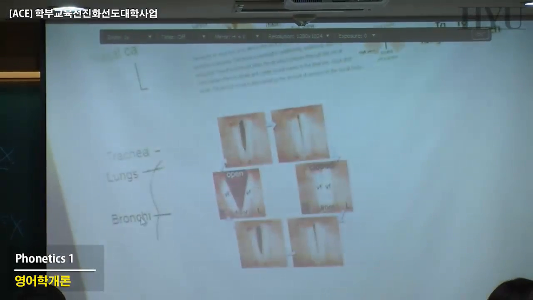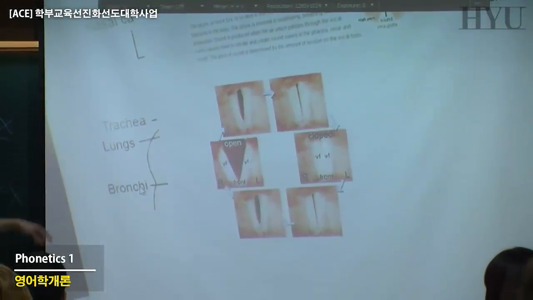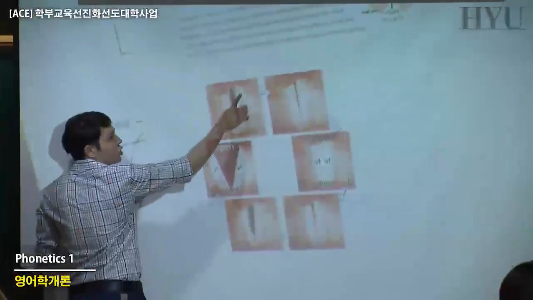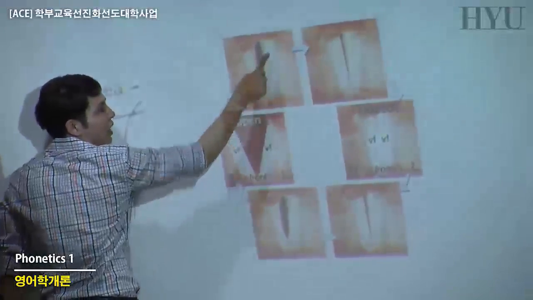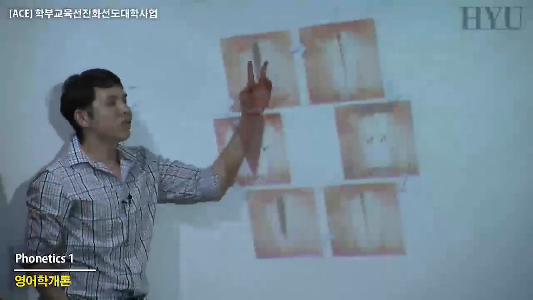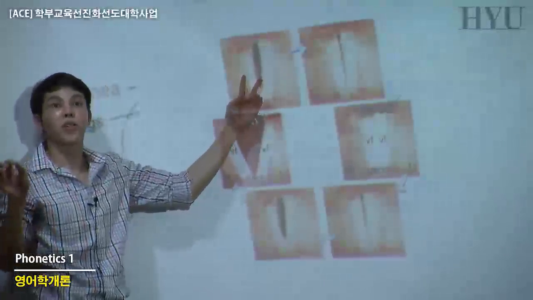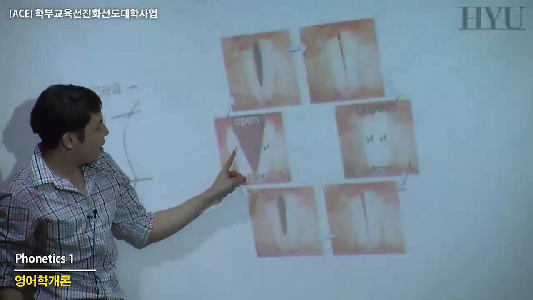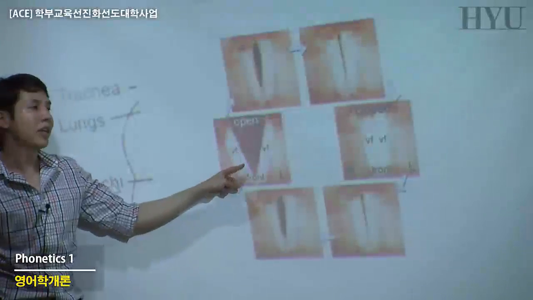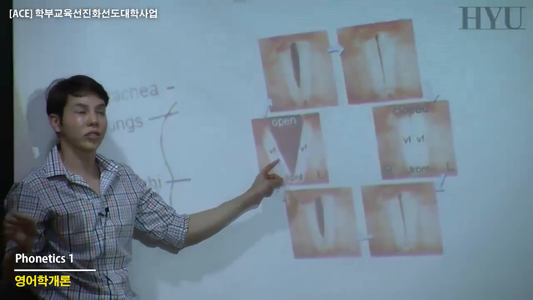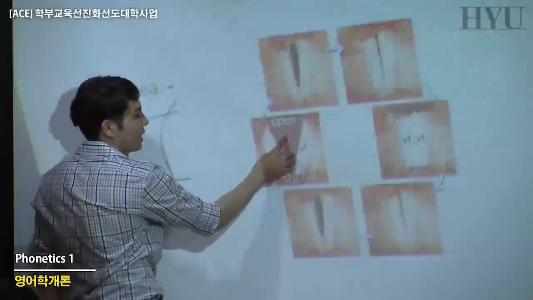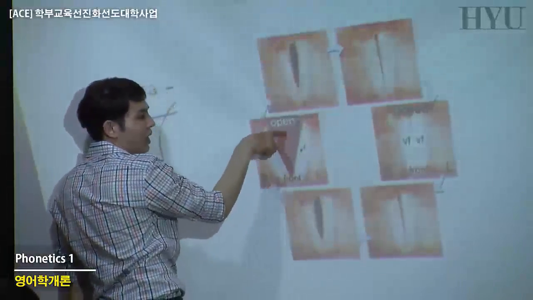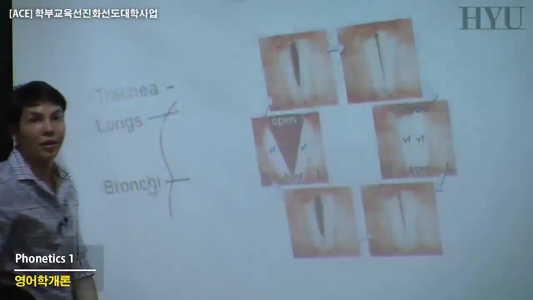So you can see there are two bands of membrane here, one and two. We call these two the vocal cords or the vocal folds. VF or VC, same thing, vocal cords or vocal folds, okay? There are two bands of membrane here. And this is what we call the windpipe. Inside here is the windpipe.